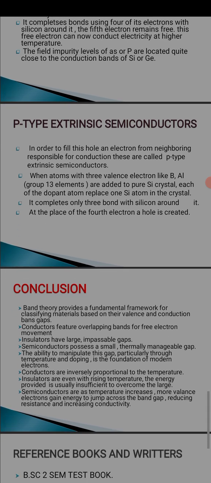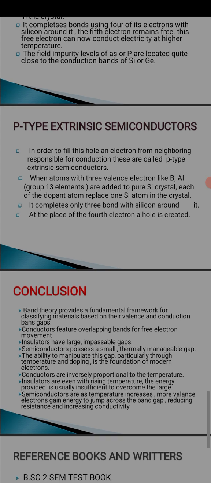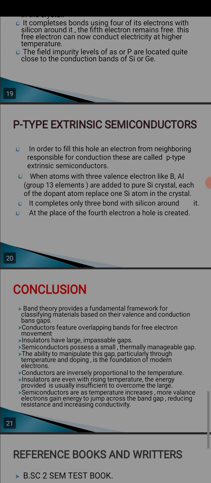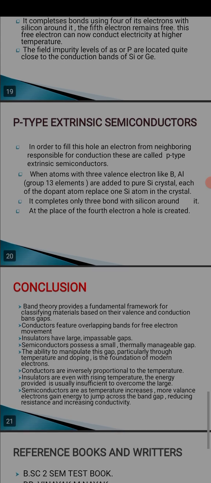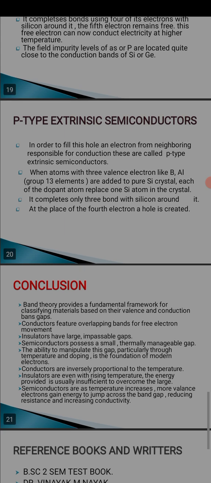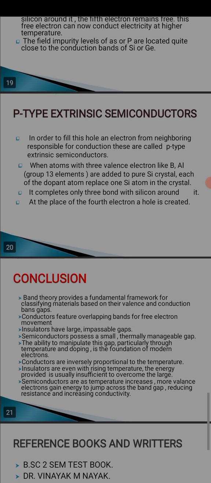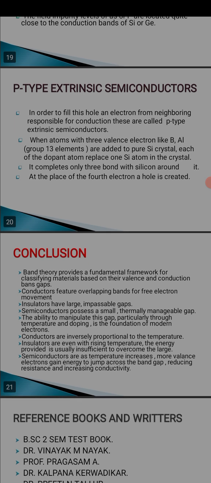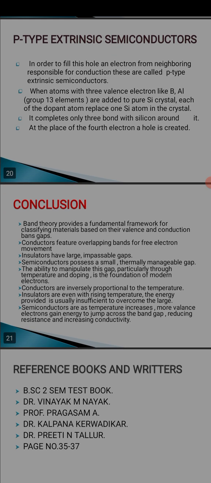P-type extrinsic semiconductors. In order to fill these holes, an electron from a neighboring atom moves in, so the holes are responsible for conduction. These are called P-type extrinsic semiconductors. When atoms with 3 valence electrons like boron and aluminum, group 13 elements, are added to a pure silicon crystal, each dopant atom replaces one silicon atom in the crystal. It completes only 3 bonds with the silicon around it. At the place of the fourth electron, a hole is created.